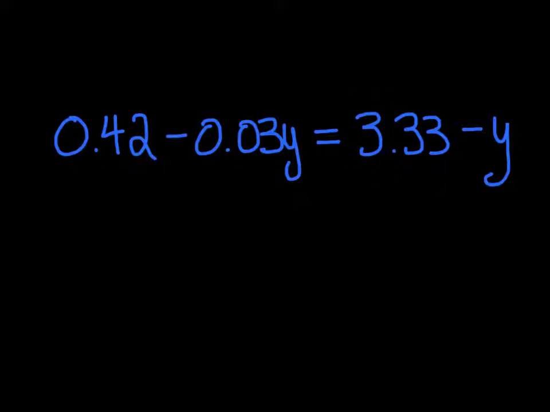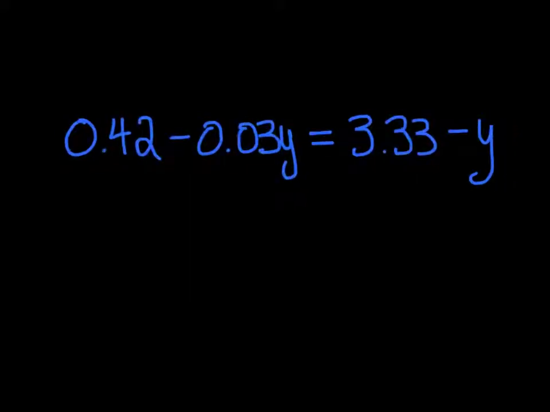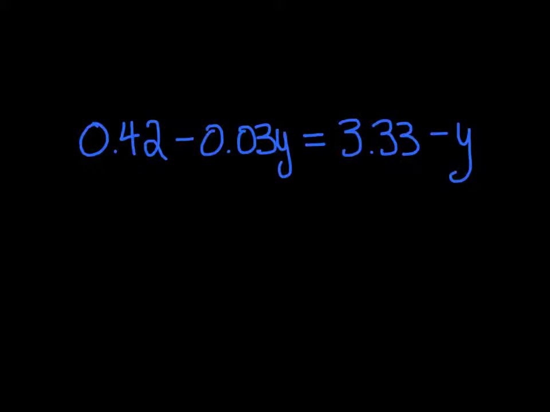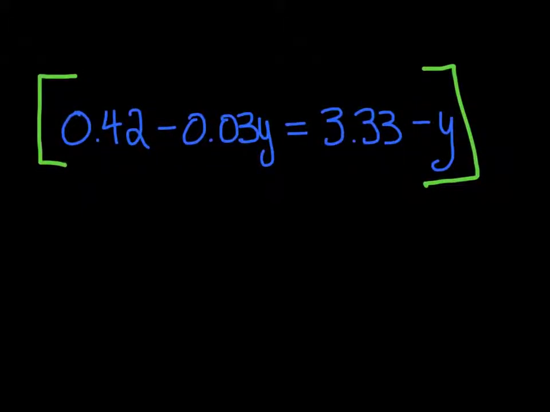So right off the bat, I can see that this equation contains decimals. As we discussed in an earlier video, I'm going to take a minute to clear my equation of these decimals by multiplying the entire equation by a factor of 10. In this particular instance, because we are dealing with hundredths, it makes sense to multiply both sides of the equation by 100.